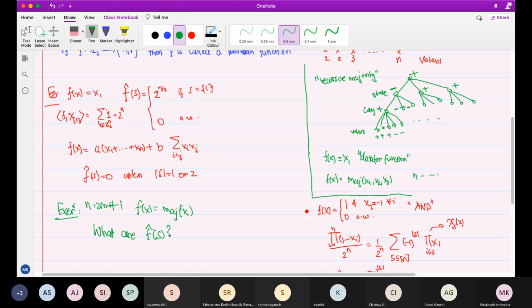So can you explain the previous example again? I didn't get the cardinality of s equals 1 or 2 thing. Oh, this one here.